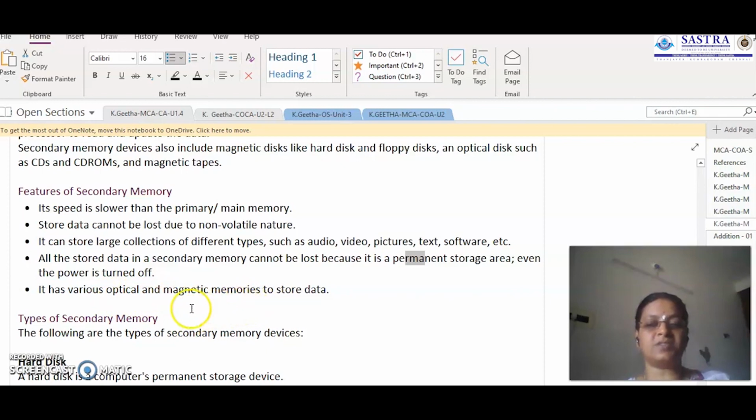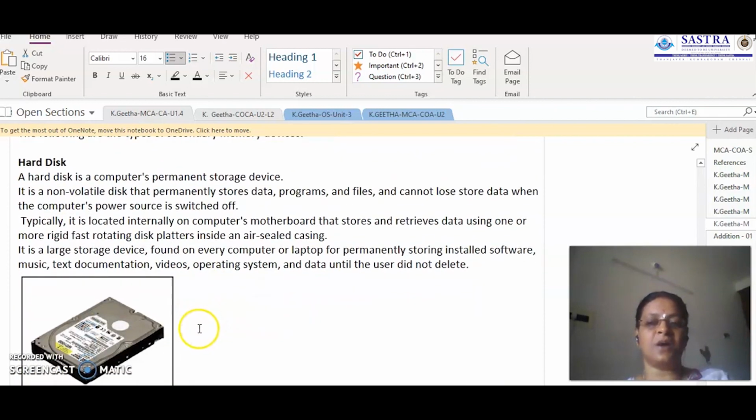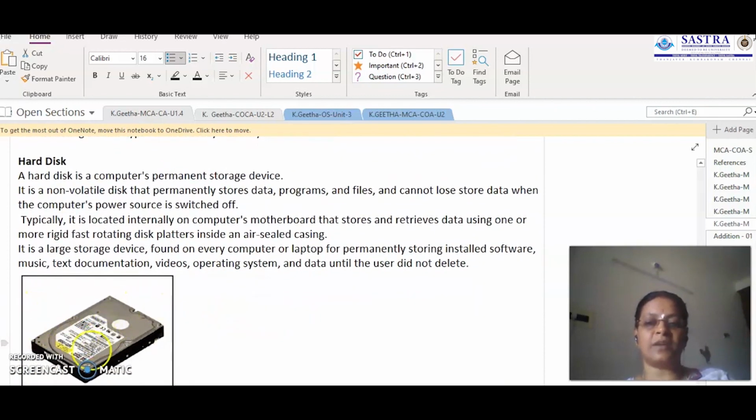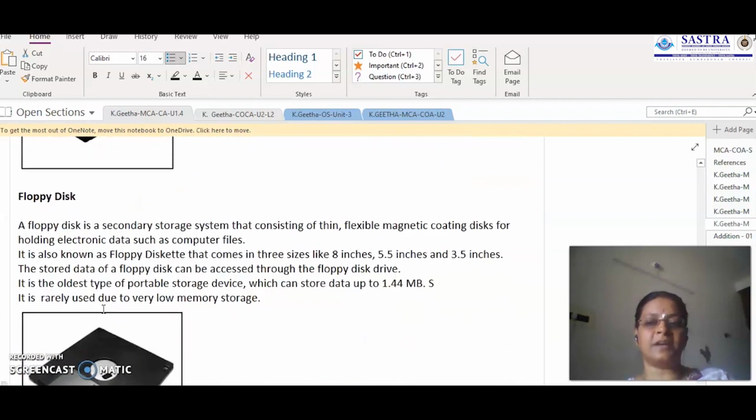Coming to the classifications of the secondary memory, as we have discussed, one is called the hard disk. The hard disk will look like this, with the storage devices inside a sealed casing. Every computer will have large storage devices, permanently storing installed software, music, documentation, and other things which we need not delete, so that sort of information can be stored in the hard disk. Then comes the floppy disk.